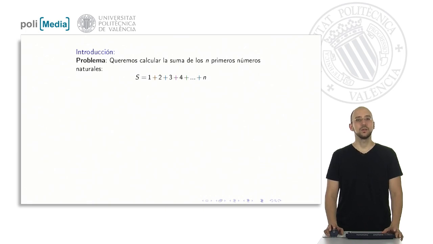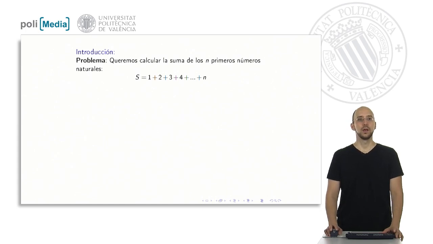The anecdote goes that the teacher, when Gauss was approximately 9 years old, asked them to add the first 100 natural numbers. A few minutes later, Gauss replied, 5,050. How did he do it? Let's try to deduce how he did it.